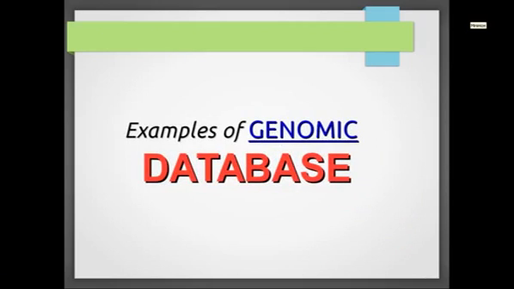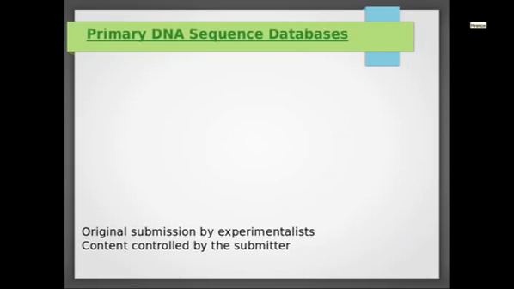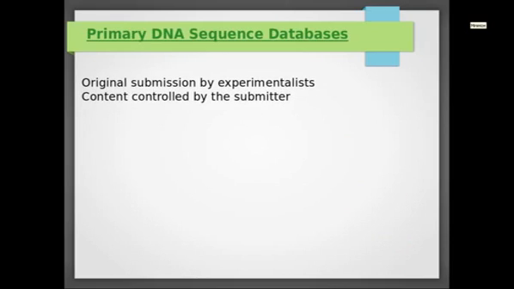So, examples of genomic databases. We have primary DNA sequence databases. This particular database stores DNA sequences, DNA data, molecular data that are specifically DNA. So whenever you are looking for a DNA sequence or DNA data, you can retrieve or download it from these particular databases that we're going to be dealing with.